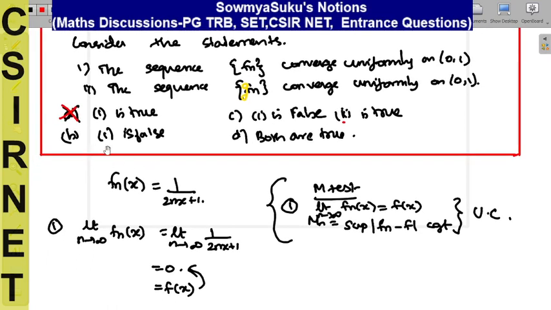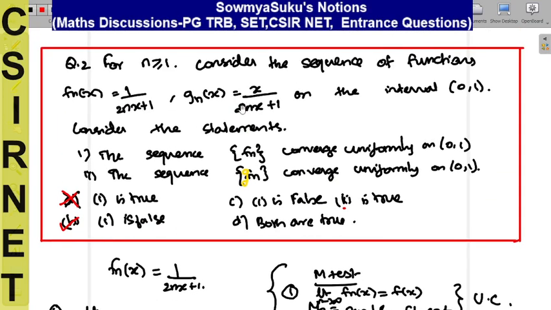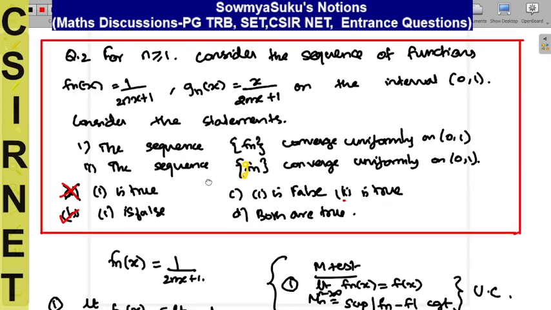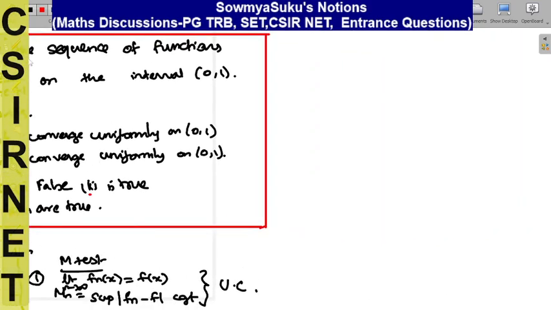What about part B? B is correct, because 1 is false. Option 1, fn, does not converge. So B is right. Let's check the gn option also. gn is given in the question as x divided by 2nx plus 1. So gn of x is equal to x divided by 2nx plus 1.